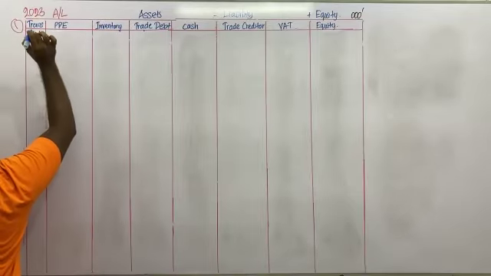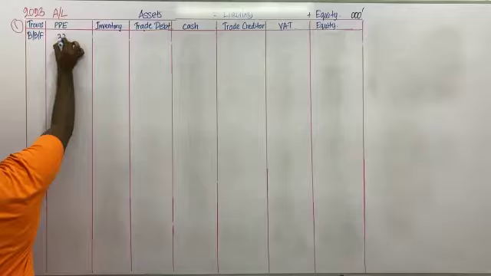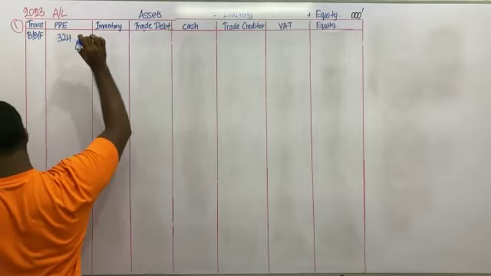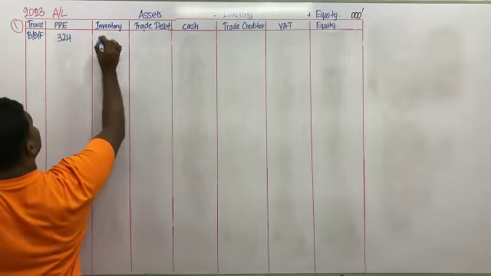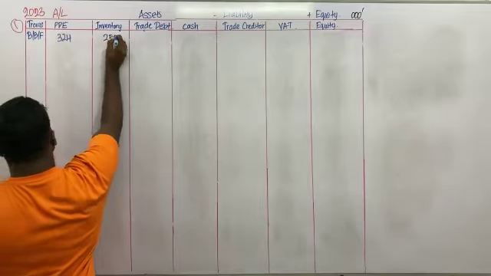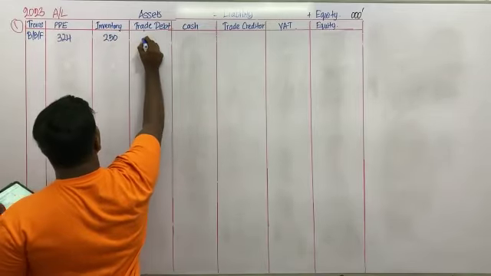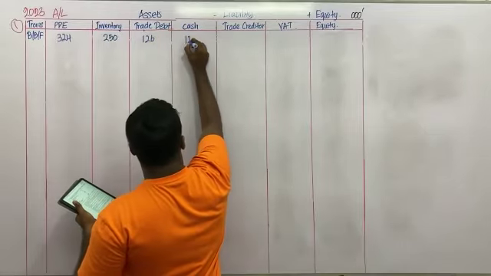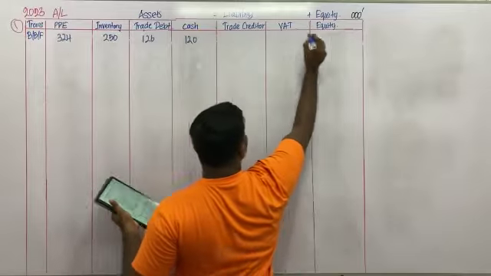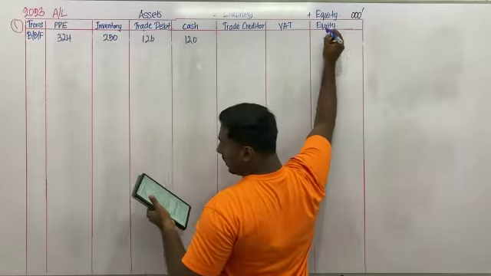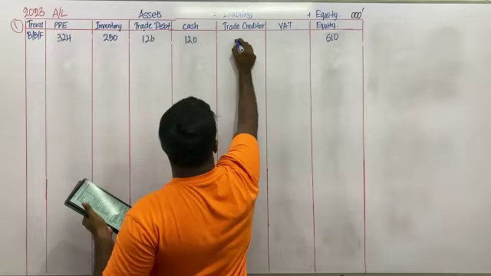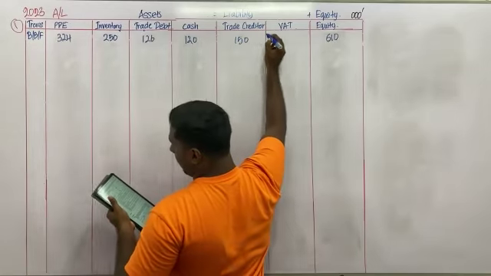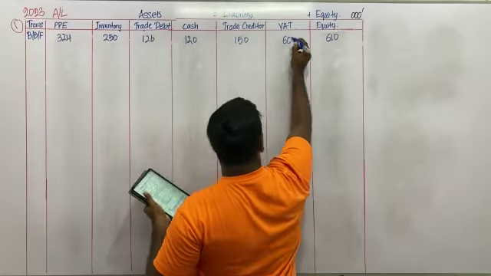Balance brought forward: 324, inventory 250, trade debtors 126, and cash 120, equity 610, trade creditors 150, VAT 60.